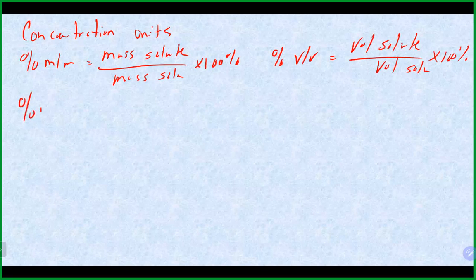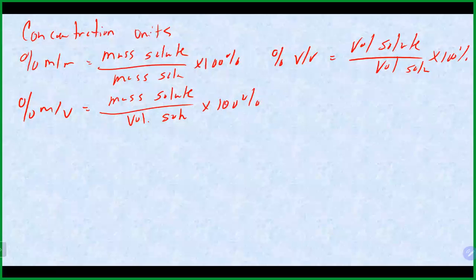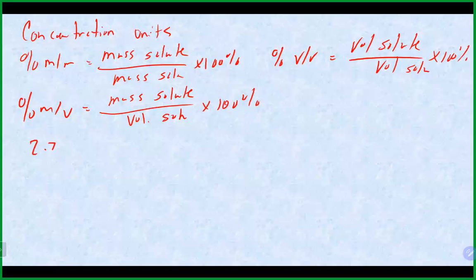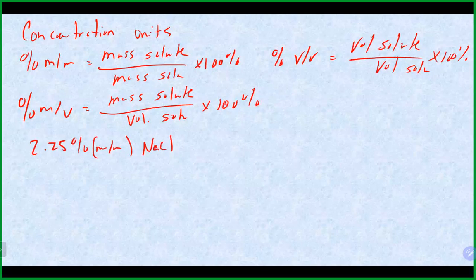We also had percent mass to volume, which is the mass of our solute over volume of solution times 100%. Again, remember that if you are given the percentage of each of these, you can convert them into a usable conversion factor. So if we had a 2.25% by mass sodium chloride solution, that would mean you had 2.25 grams of sodium chloride in 100 grams of solution.